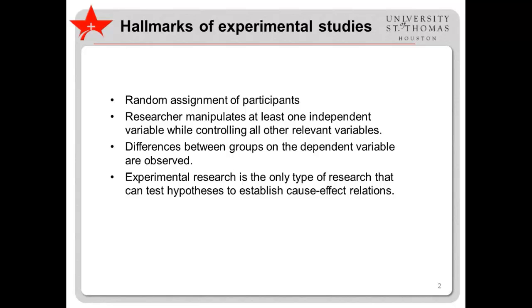Next, differences between groups on the dependent variable are observed. We would expect that, if the intervention is effective, the group that received the intervention would perform differently from the group that did not receive the intervention. Note that experimental research is the only type of research that can test hypotheses to establish cause-effect relations. This is because of random assignment, control, and the presence of at least two groups.